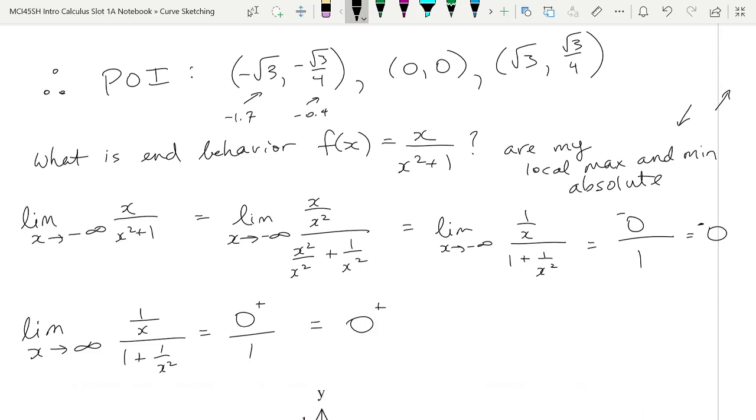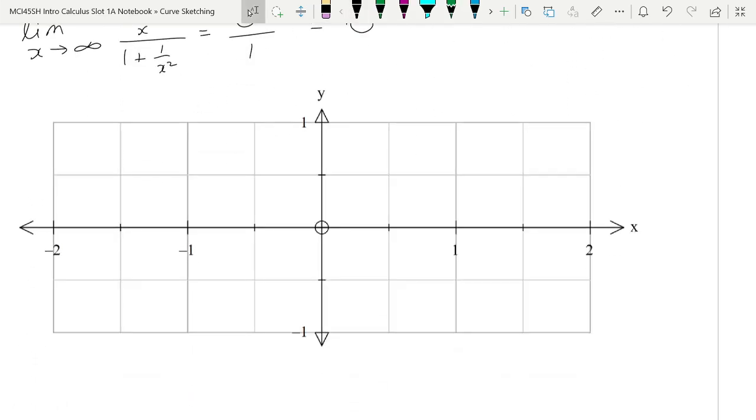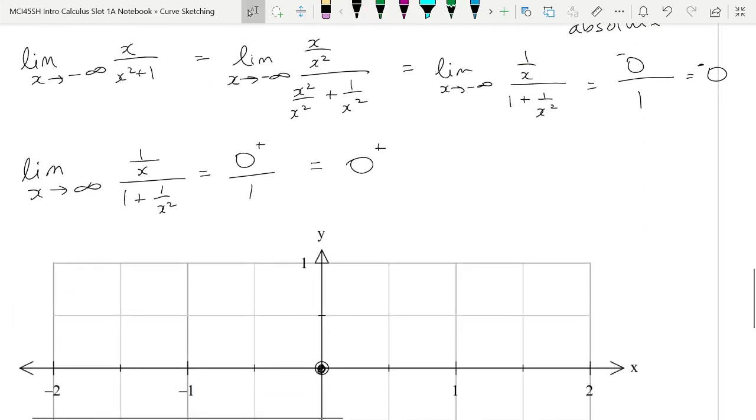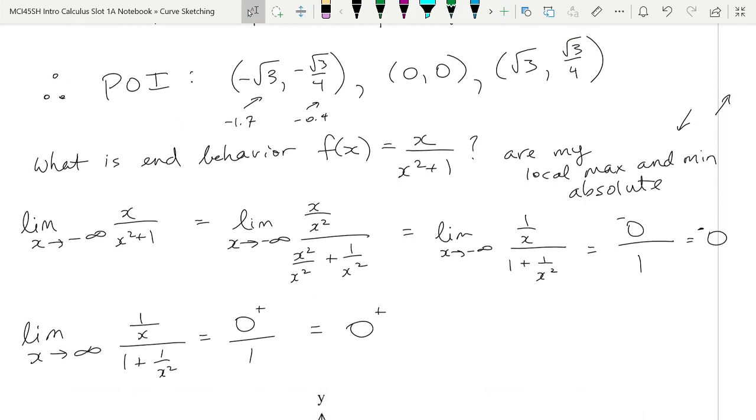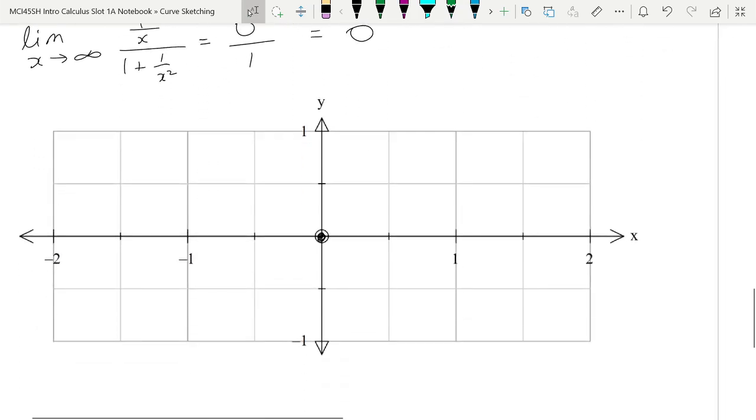Does everybody get again why this is just 1, right? And why this is 0, but it's approaching 0 from the negative side. So let's put all this information. Okay, what do we know? Well, we know 0, 0 is a point of inflection. We know we have another point of inflection at, what was it again? It was negative 1.7 and negative 0.4. I got to estimate that. There's negative 1.5, 0.6, 0.7 maybe there, and 0.5 would be halfway, so not quite halfway. Somewhere there. Good enough.